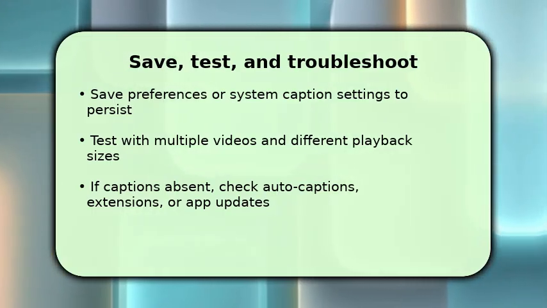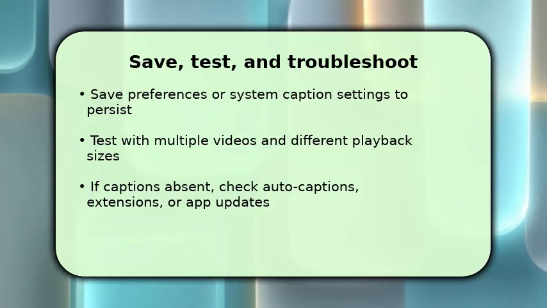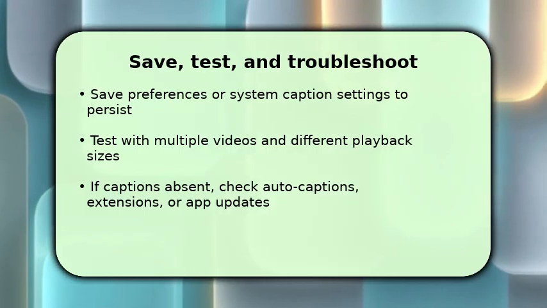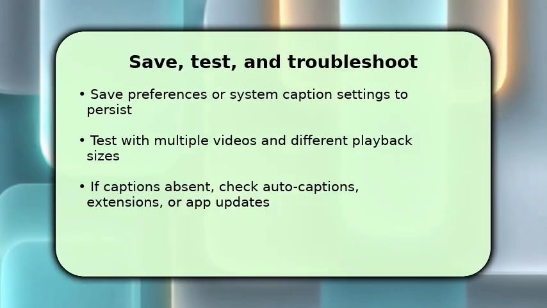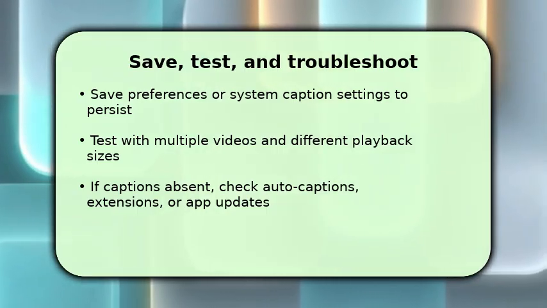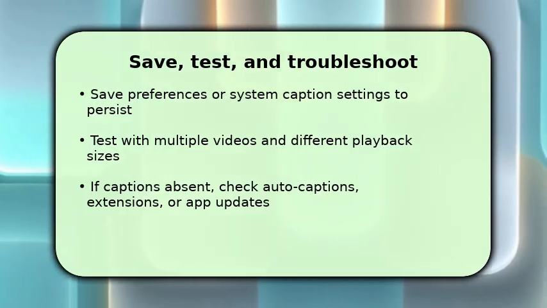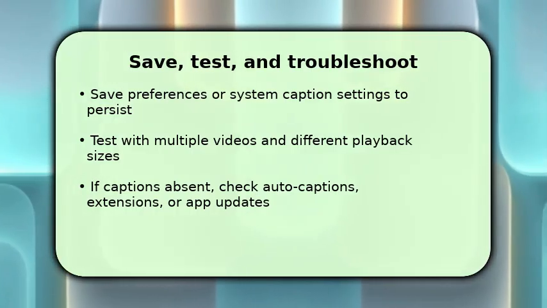If your changes don't stick, ensure you're signed in and have saved caption settings, or change system-level captions in device accessibility. If captions are missing, confirm the video has captions or that auto captions are enabled. Disable conflicting browser extensions and update the app. One troubleshooting tip: clear YouTube cache or restart the app. That often fixes persistent display issues.